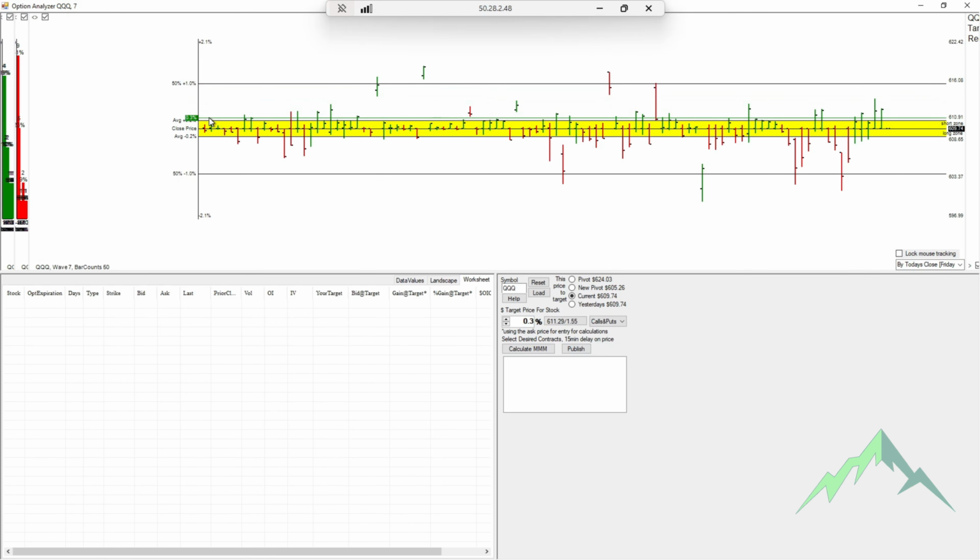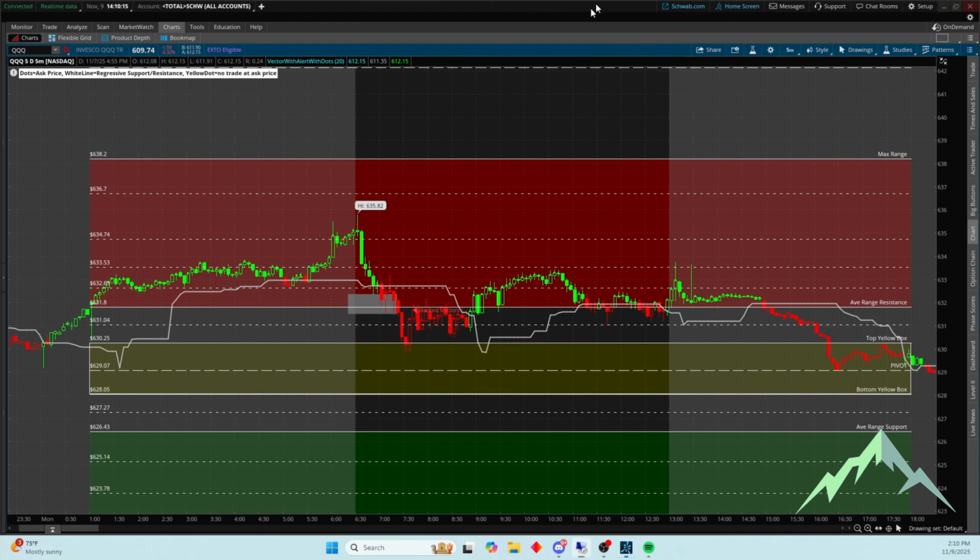So we have some previous reversals right here. That's 611.58. And notice how you can see you have 1, 2, 3, 4, 5, around 6 previous reversals all lining up at this level here. And that is this white dash line you see between average range and top yellow box. And notice how right here we had a really nice bounce off of it, and then this one was a little early later in the day.